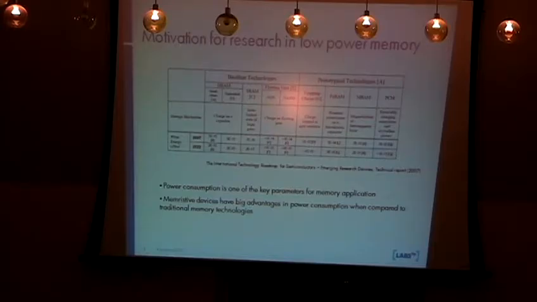Since power consumption is one of the most important parameters for memory application, as shown by the IPR's data here, you can see that all those newer technologies are trying really hard to beat those baseline technologies. At the same time, memristive devices have big advantages in power consumption when compared to those traditional memory technologies, because they can be operated at low voltage and potentially really low current.